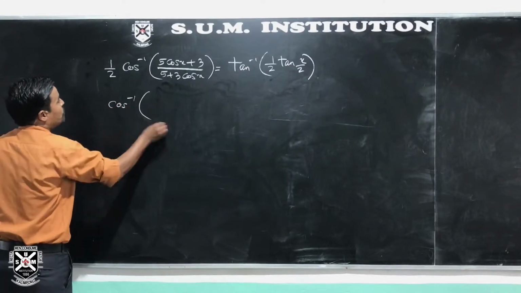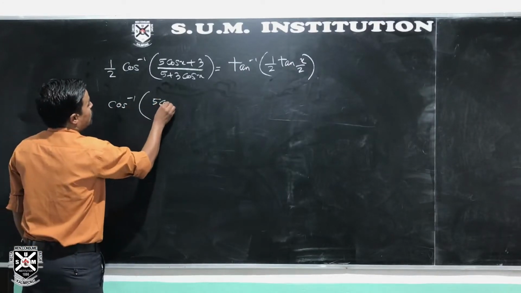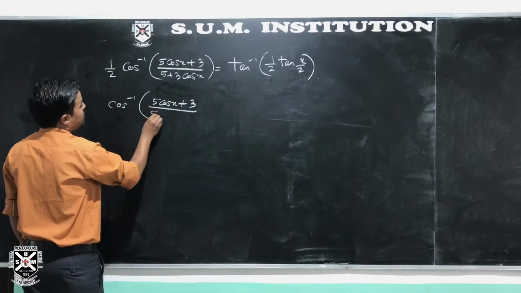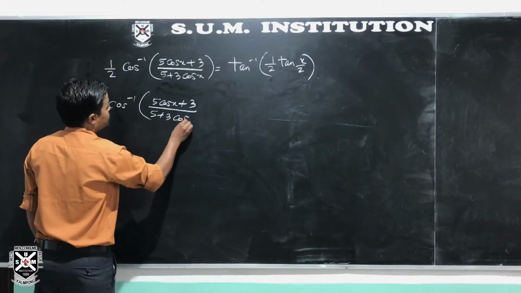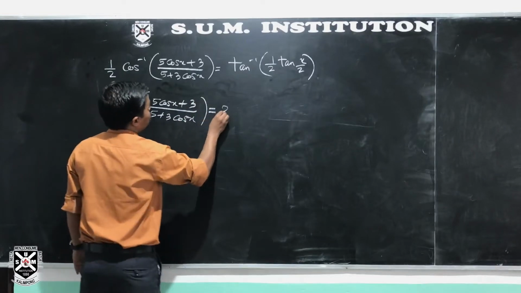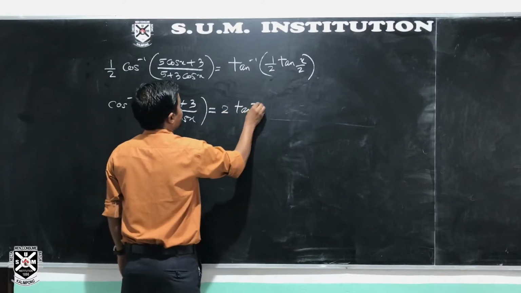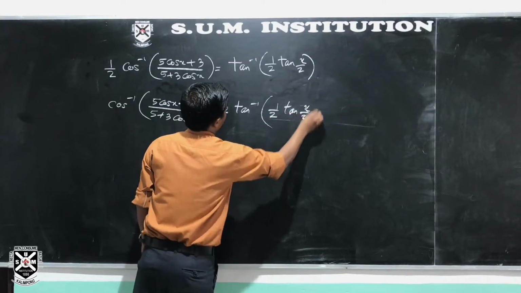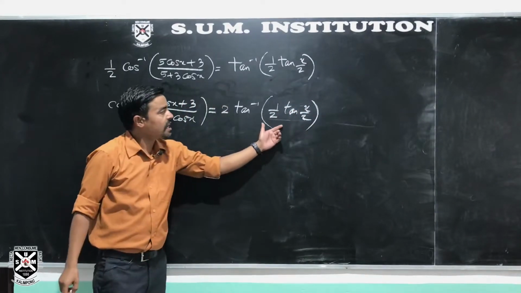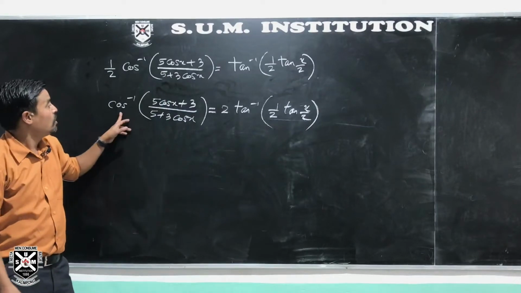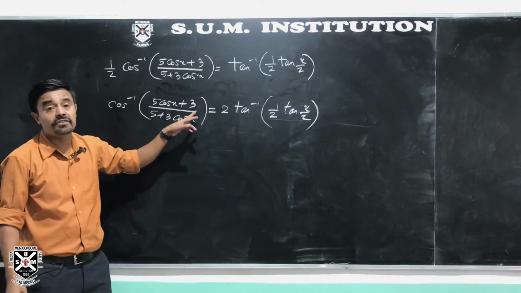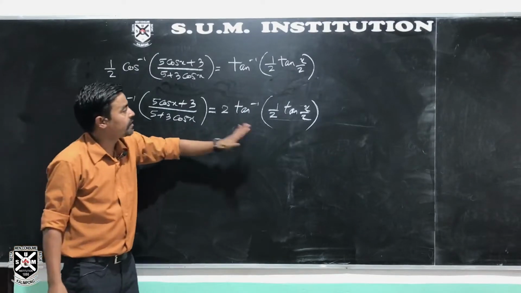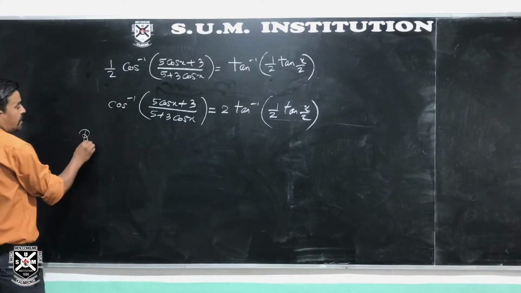We have to prove that cos inverse (5 cos x plus 3) upon (5 plus 3 cos x) is equal to 2 tan inverse half into tan x by 2. That is, now we have to prove that 2 tan inverse half tan x by 2 is equal to cos inverse (5 cos x plus 3) upon (5 plus 3 cos x). So we will start with the right hand side.